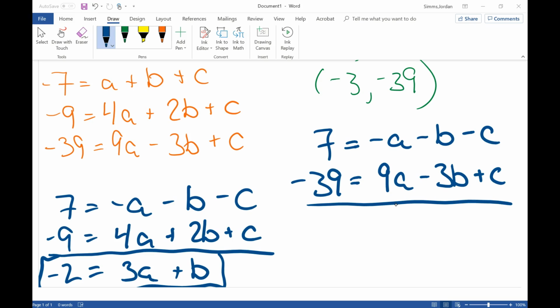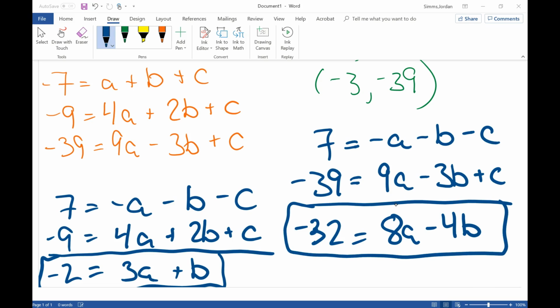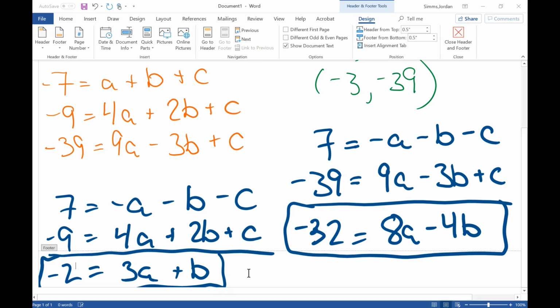Okay, so we'll let that rip. Minus 32 on that one. We're going to have 8a. We're going to have minus 4b, and our c's are gone, so that's it. And you could call this equation 5 if you want as well. Okay, now the key thing to remember, let me get back and make some more room for myself.